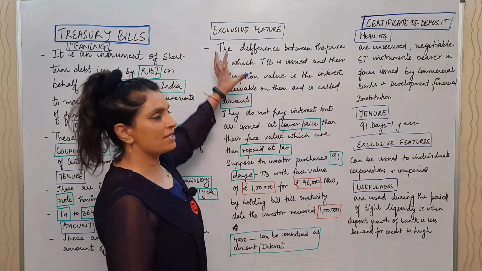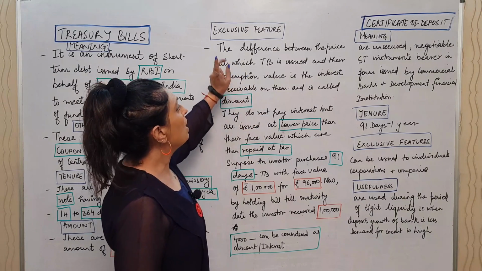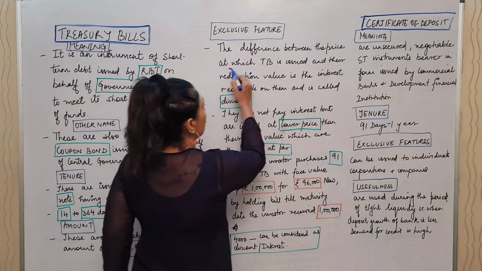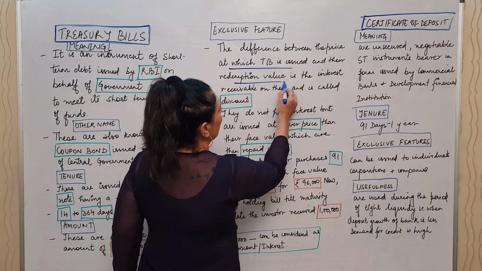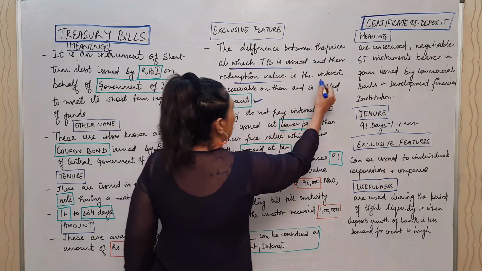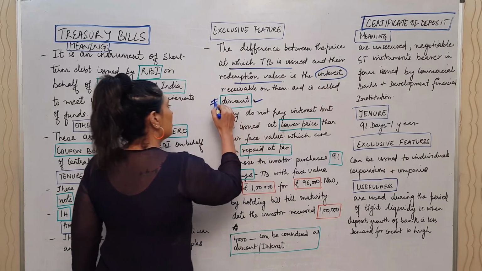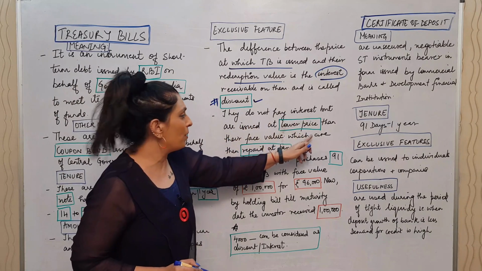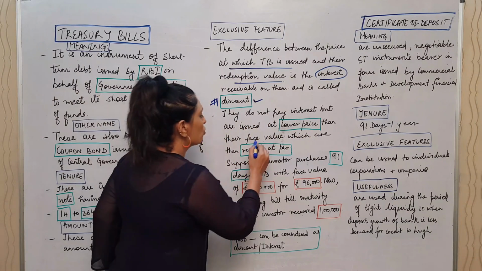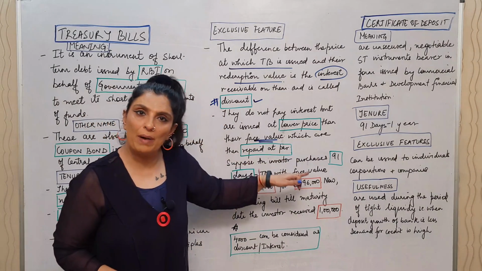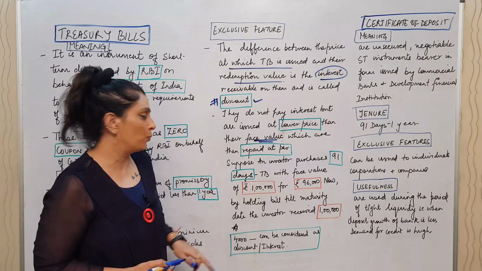Then we talk about its exclusive feature, which I've already explained to you. The difference between the price at which a treasury bill is issued and its redemption value is the interest receivable on it, and is called discount. So the same is the interest and the same is the discount. They do not pay interest but are issued at a lower price than their face value, which are then repaid at par. Par means at the same value.